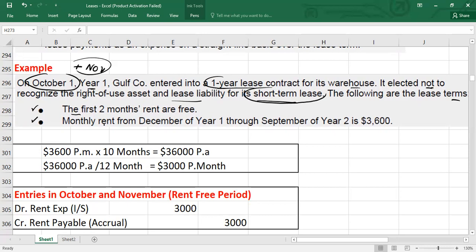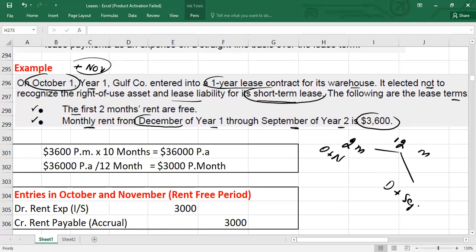And second is monthly rent from December. Rent will start from December of year 1 to September of year 2, $3,600. This is the monthly rent. It means if this lease is for 12 months, the first 2 months are rent free, which include October and November. And from December till September of next year, there is a rent of $3,600.